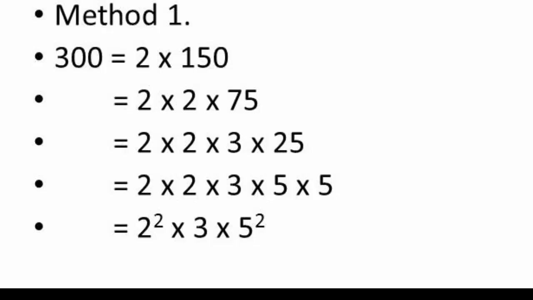And finally, students often ask, when do you stop? 25 still isn't prime, so we still try and decompose it into its prime factors. 25 can be written as 5 times 5, and so now we can see that 300 is in fact 2 times 2 times 3 times 5 times 5. What the fundamental theorem of arithmetic is saying is that there's no other way of multiplying primes together and getting 300. There is only one way of doing that, and that is the way in front of you. Now, the question will often ask you to write it in index form, and that's what I've done in the final line.